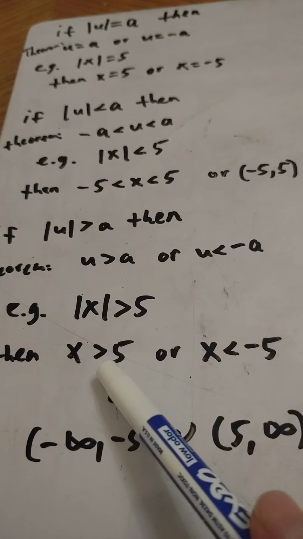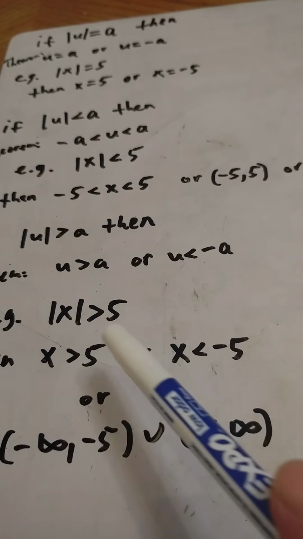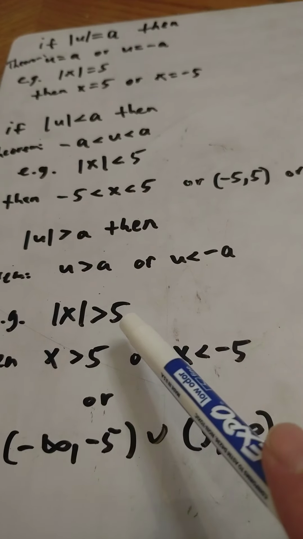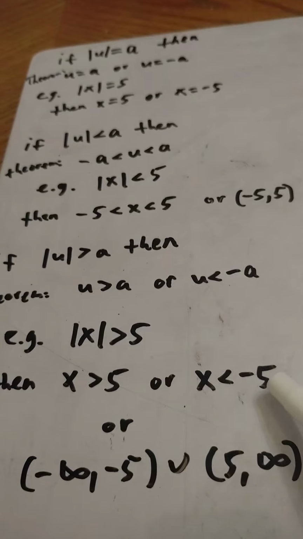I write x is greater than 5, that's one solution, or x is less than -5. So notice I switched the inequality sign and multiplied that by -1. That's how the theorem works. And that's the solution. So these theorems do work.